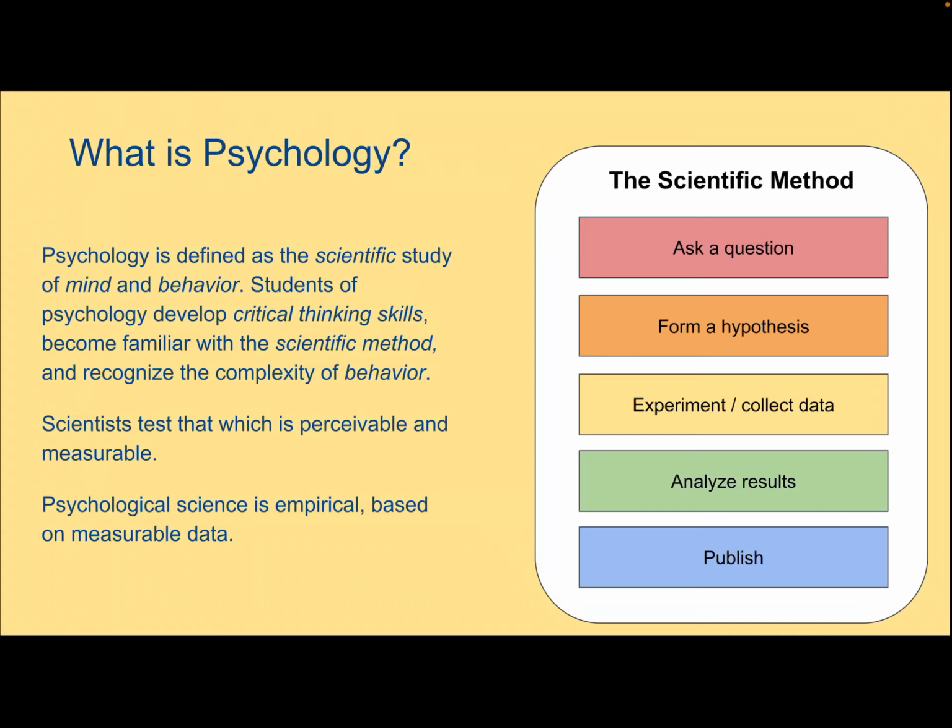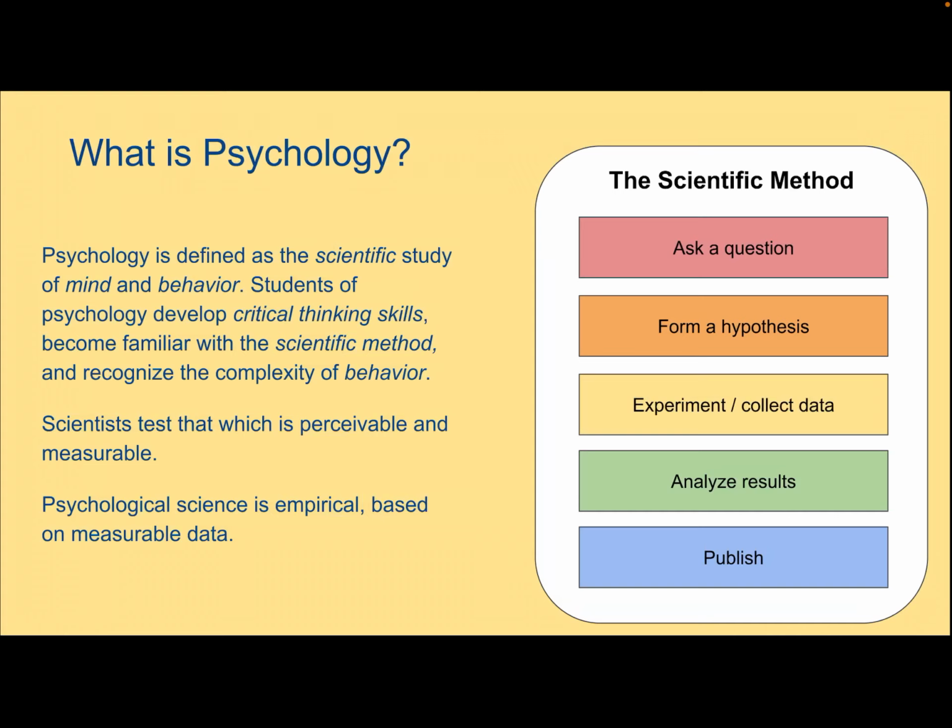The first is to ask a question. Now, this isn't just a random question. When you're taking part in the scientific method, or if you're a scientist, your question needs to be based on previous research or observations, something scientific, or a theory, something that gives you a reason to ask that question.